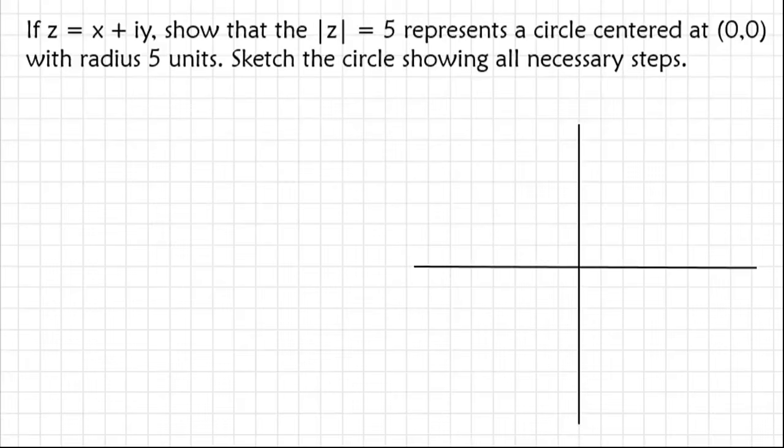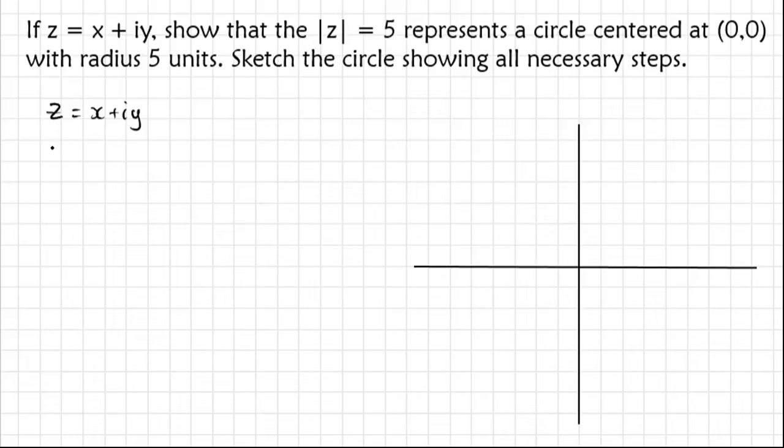If z is equal to x plus iy, show that the absolute value of z equal to 5 represents a circle centered at 0,0 with a radius of 5 units. Then we have to sketch. So to start with, we've been given the complex number z. So I can write it as z is equal to x plus iy.